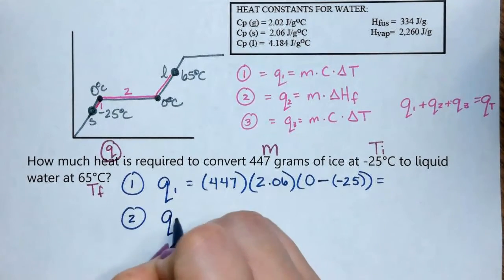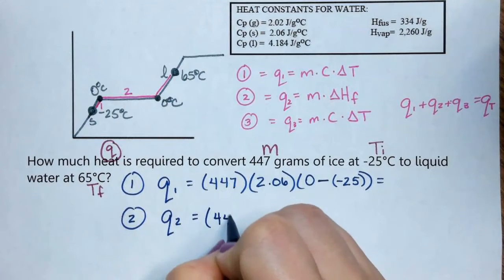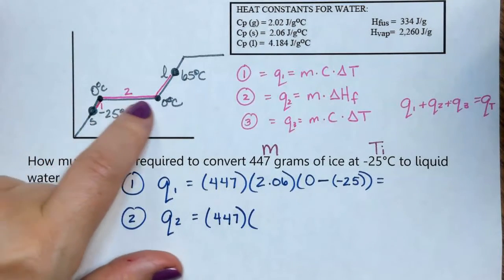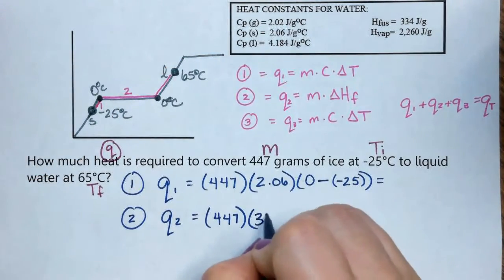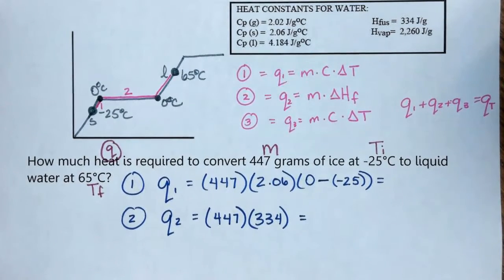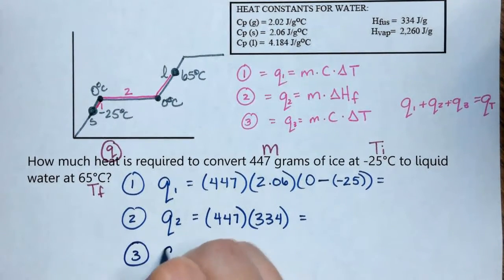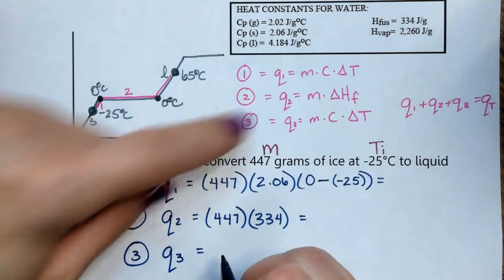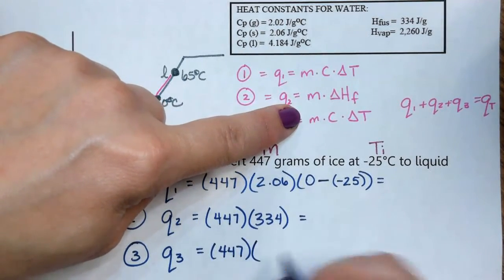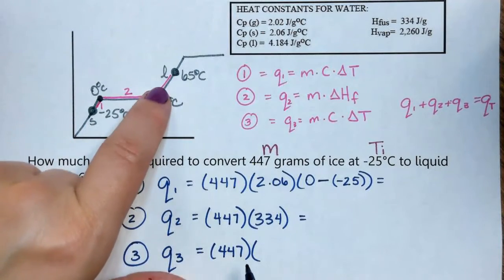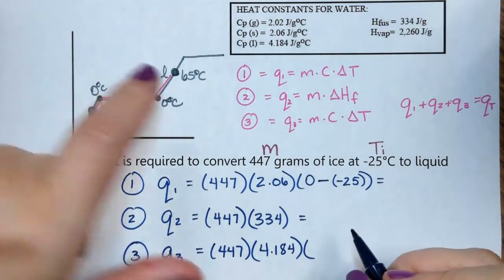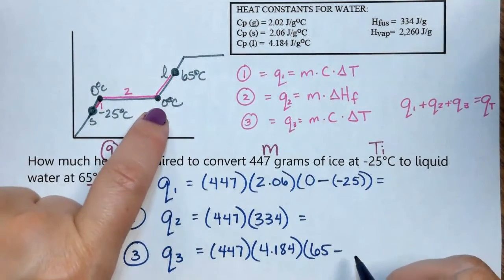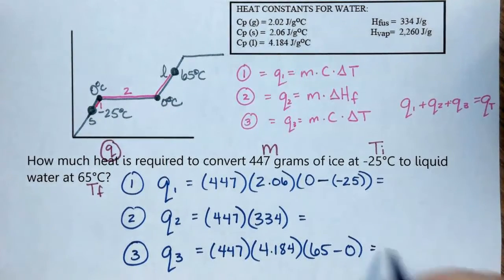Number 2 is Q2. That's going to be the mass, 447, times, and here is the ΔH of fusion that's occurring. So I want to use 334 joules per gram for my ΔH of fusion, and that'll be my Q number 2. And then finally, I'm going to get Q number 3, which is going to be the mass, 447, times the specific heat, and right here it's a liquid, so I need the specific heat of liquid, 4.184, times, and then the final temperature is 65, minus the initial temperature was 0, and that's going to get me my Q number 3. So now let's do the math for each of these.